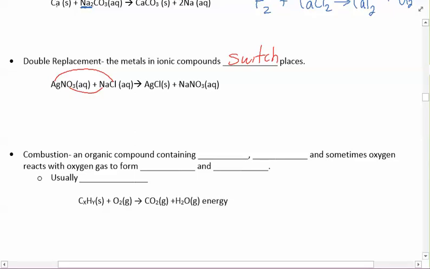So you can do it that way. You can switch the two metals. Just don't switch everything, because then everything gets kind of messed up. So double replacement: notice there's nothing in its elemental form. Nothing is alone.